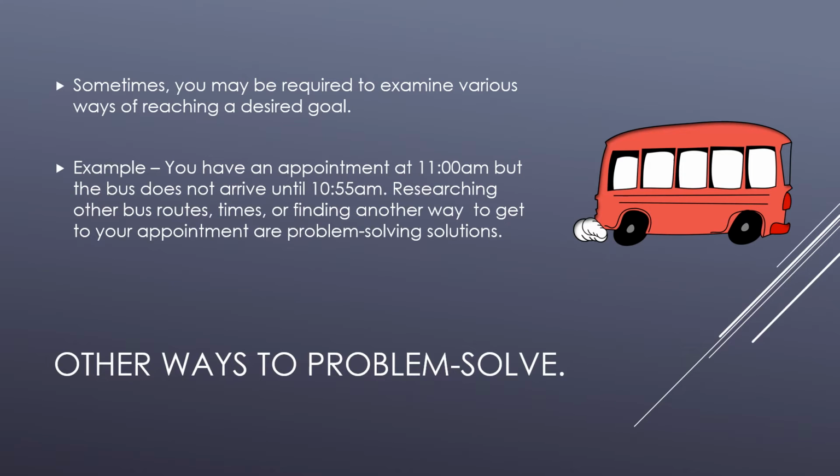Another way to problem solve is you might be required to examine various ways of reaching a desired goal. So an example could be you have an appointment at 11 a.m., but the bus you usually take does not arrive until 10:55 a.m. Well, this could be a problem because obviously you might be late for your appointment. So you might research other bus routes, times, or you might find another way to get to your appointment. And again, these are all ways of problem solving. So you might try to find another solution to the problem.